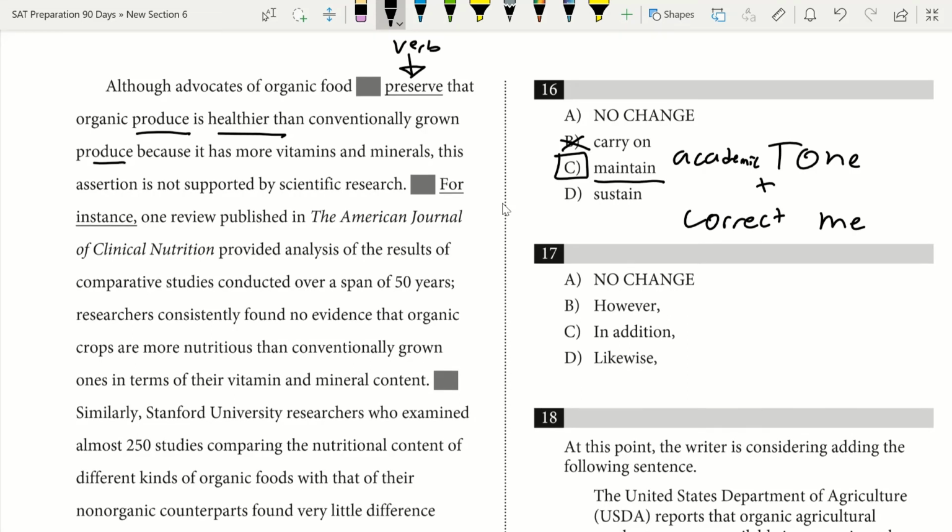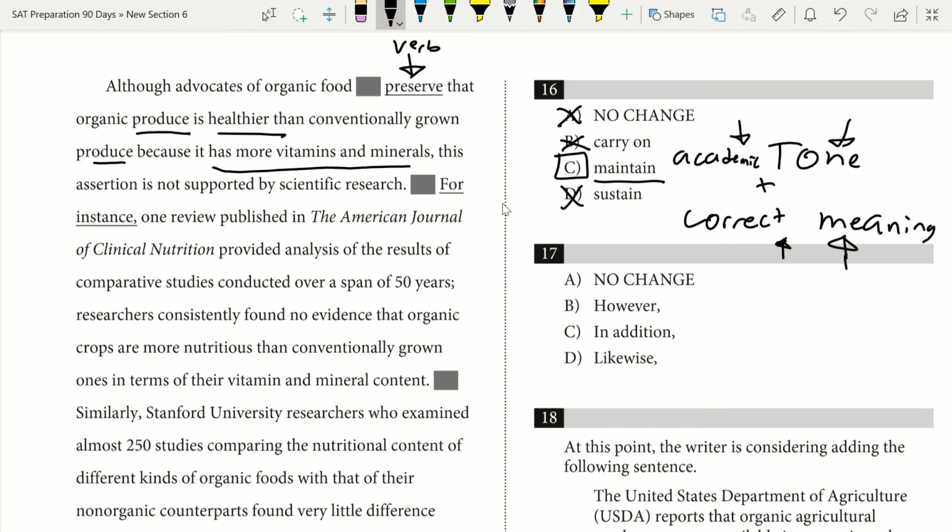Okay, the only word that maintains an academic tone and has the correct meaning here is going to be the word maintain. Okay, these advocates are maintaining this position that organic food is healthier. They're not carrying it on, they're not preserving it, they're not sustaining it. All of those either have a non-academic tone or don't provide the correct meaning to what these advocates are doing. Okay, so correct answer here is going to be C, maintain, for number 16. And anytime that you're asked a question like that, where you're dealing with a verb, and it's not dealing with tense because they're all different verbs and they're all in the same tense, you got to understand you're being tested to match academic tone and also make sure you have the correct meaning in the sentence. So that's an indication as far as to what that type of question is asking or testing.